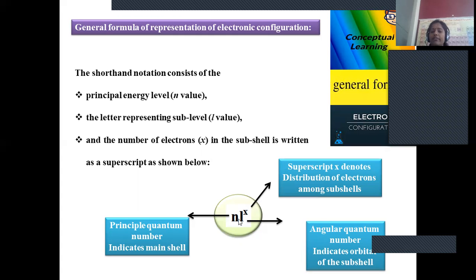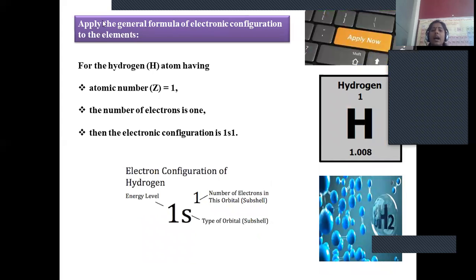N denotes the principal energy level, L denotes the sublevel, and X is the number of electrons present in that. N denotes the principal quantum number, indicates the main shell. L denotes the angular quantum number, indicates the subshell present in that. Even orbitals are also indicated by this L level. And the superscript X denotes the distribution of electrons among the subshells. So this is the general representation. Apply the generalized formula for different elements. First, we are going to consider the hydrogen atom.